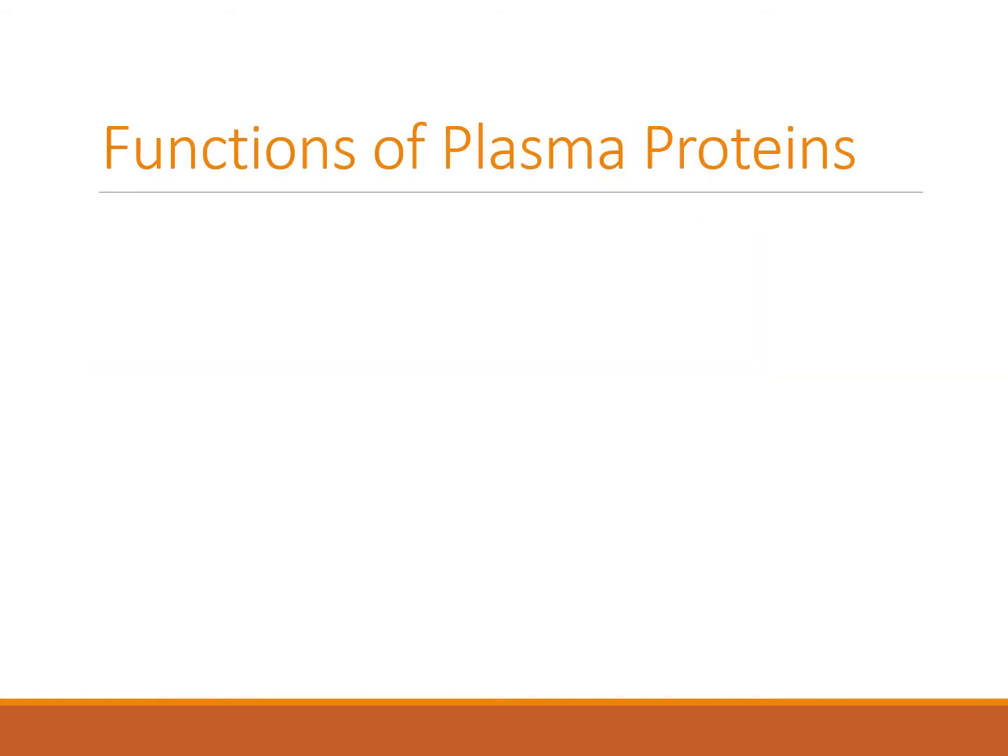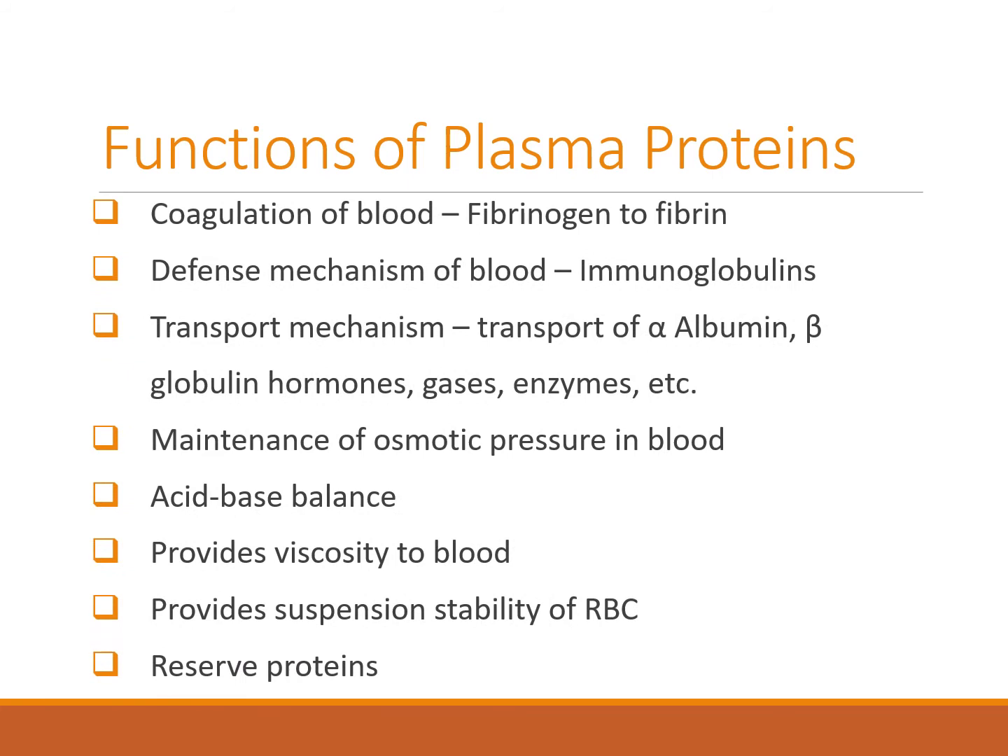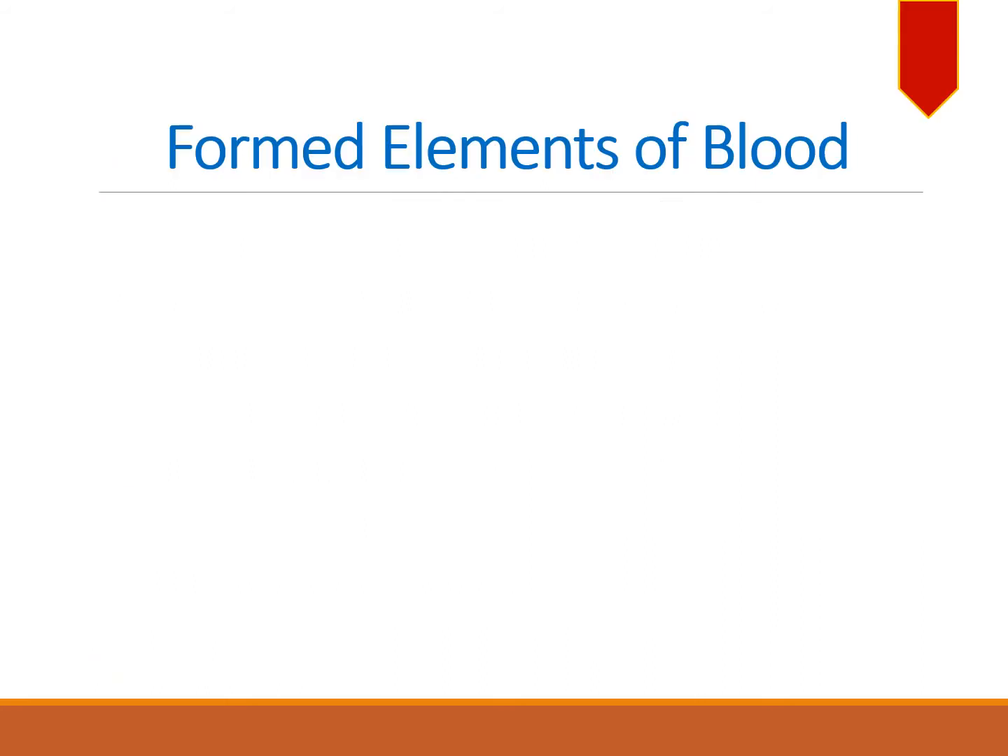Now, functions of plasma proteins. It helps in the coagulation of blood, that is by converting fibrinogen to fibrin, in the defense mechanism of blood with the help of immunoglobulins, transport mechanism, maintenance of osmotic pressure in the blood, acid-base balance, providing viscosity to the blood, providing suspension stability of RBC, and acts as a reserve protein.